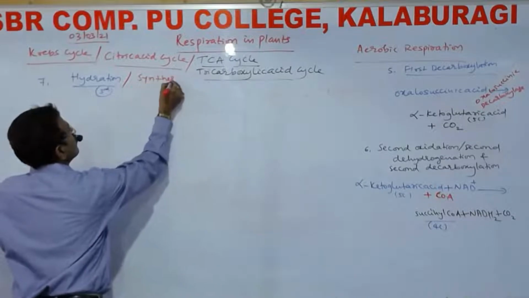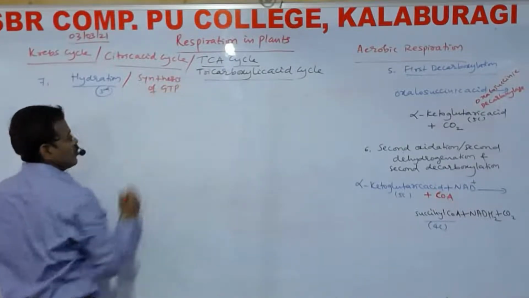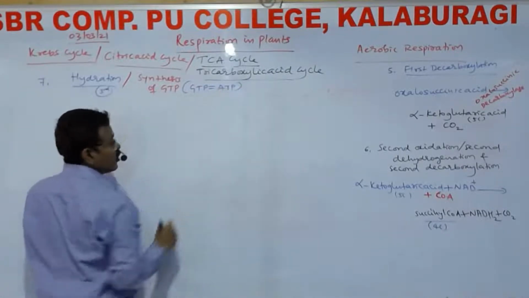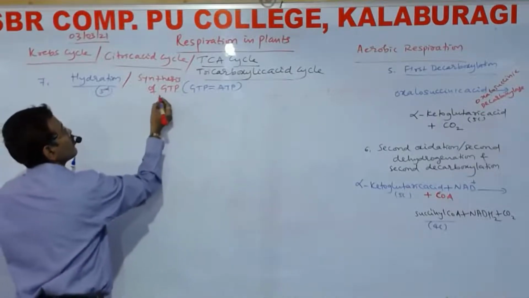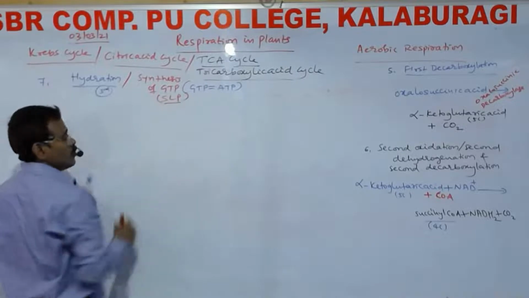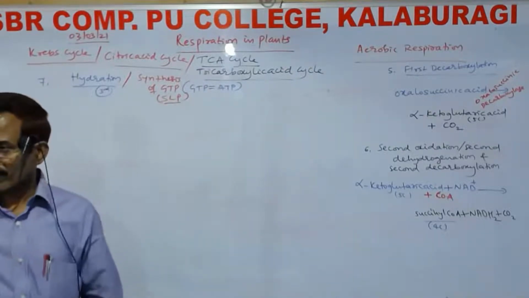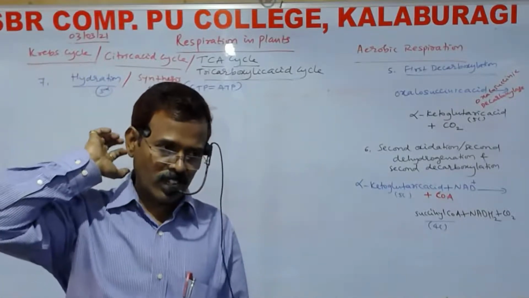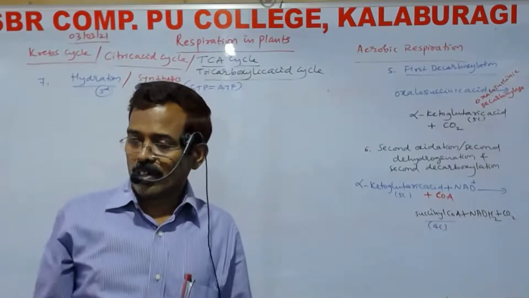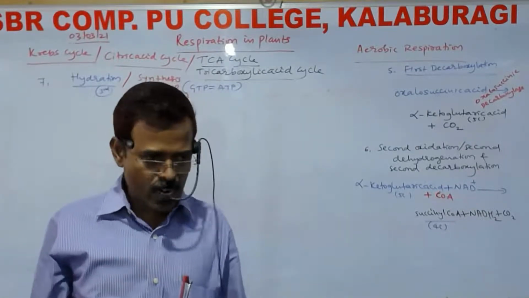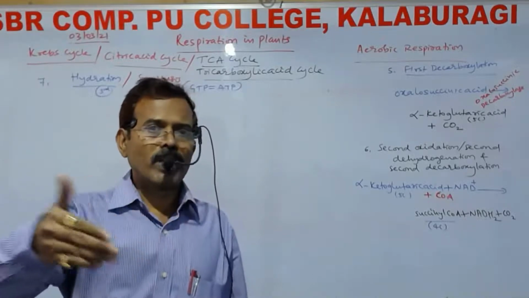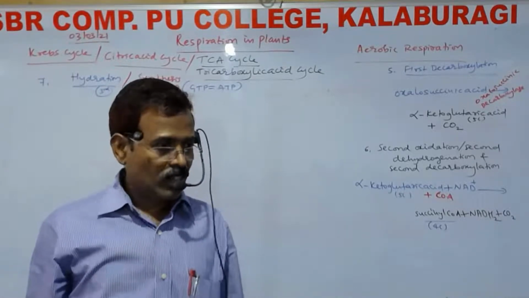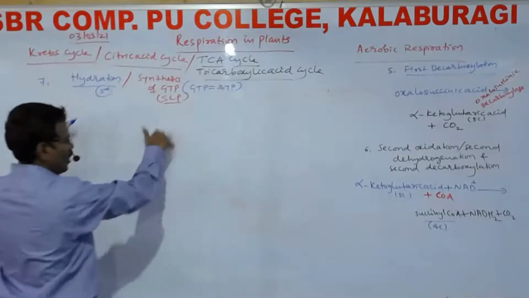So this is synthesis of GTP. GTP is equal to ATP. So synthesis of GTP by SLP, substrate level phosphorylation. In glycolysis also, at step number 7 and step number 10, substrate level phosphorylation occurs two times. Step number 7, 1,3-DPGA to 3-PGA. Step number 10, phosphoenol pyruvic acid to pyruvic acid. There two times substrate level phosphorylation occurs. So here also substrate level phosphorylation occurs.